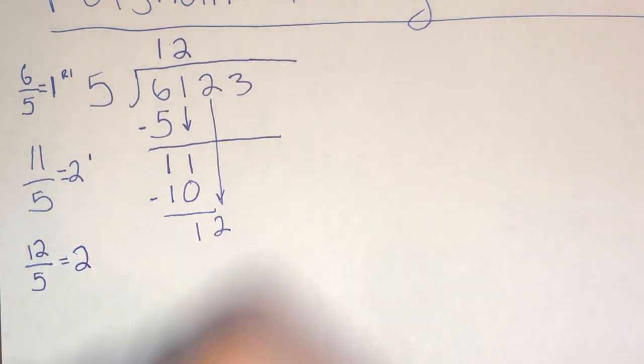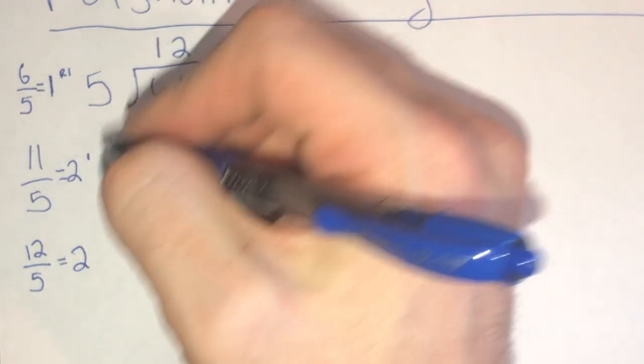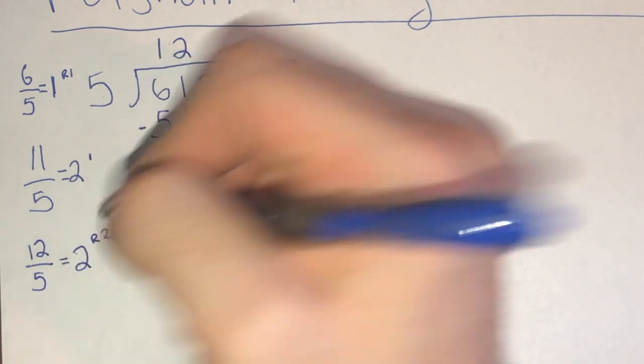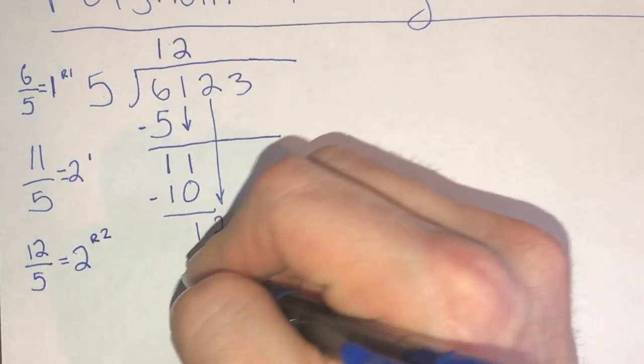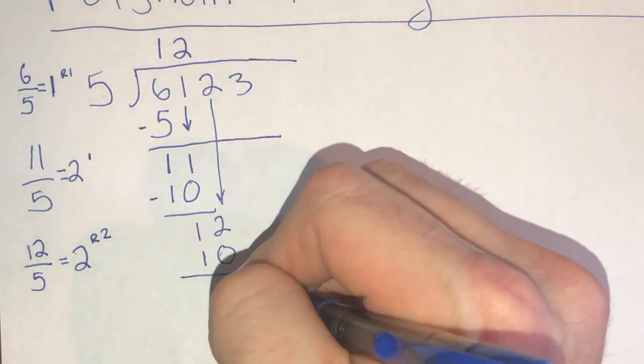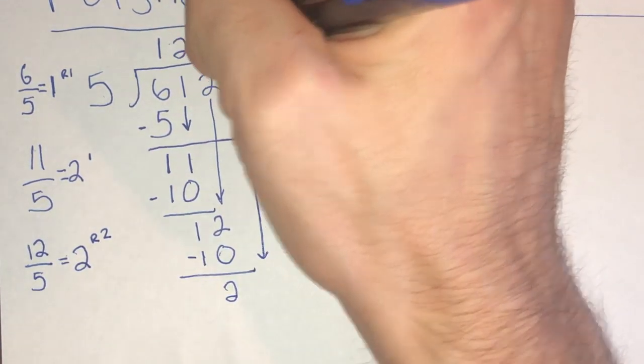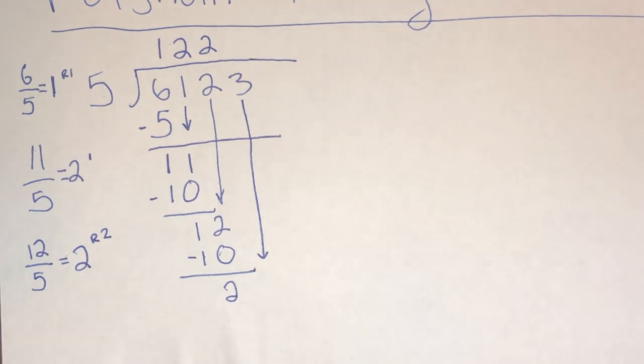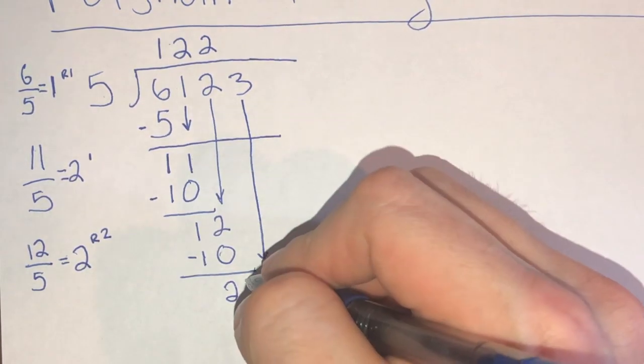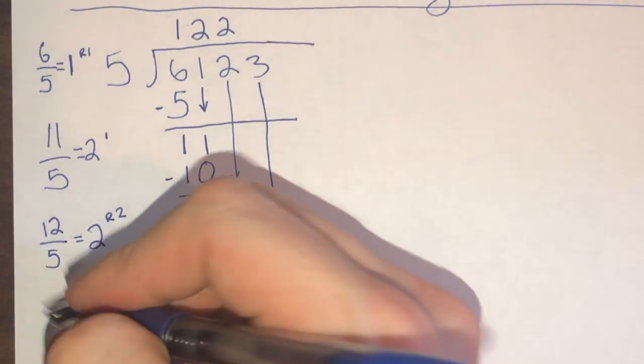Because 5 goes in 2 whole times, this time with a remainder of 2, right? And I can see that remainder when I do, again, the subtraction. And let's not forget to put our 2 up here. Okay, and lastly, now I bring down the 3, and I'm going to do a similar thing, right?